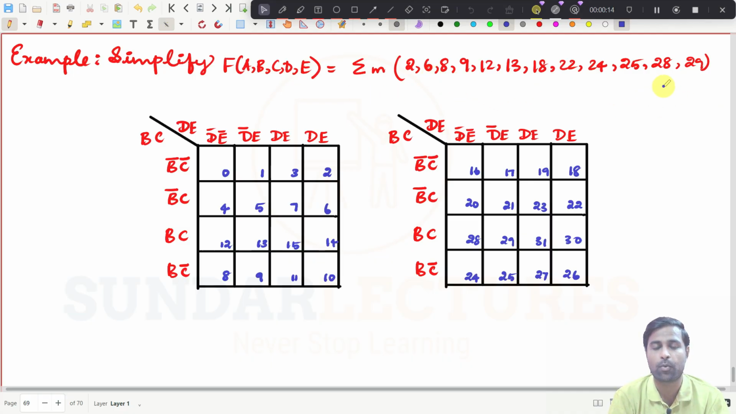These min terms will have 1 now, right? So that is the given question and you need to simplify this one. So we will take this example so that we can easily understand, right? So first what we will do, we will put the ones in all these min terms.